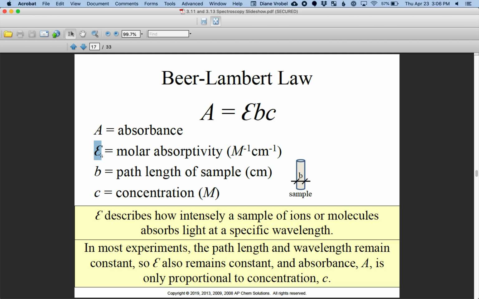Path length is usually 1 centimeter. I don't know if you remember the cuvettes that you used. They typically were 1 centimeter in length. And then concentration. So in the past, we maybe looked at the absorbance and then we calculated the concentration, and we assumed that the molar absorptivity and path length were not changing. So depending on what the AP exam entails, you might have to solve for molar absorptivity. But typically in the past, we knew the absorbance and then we had to look at the concentration.